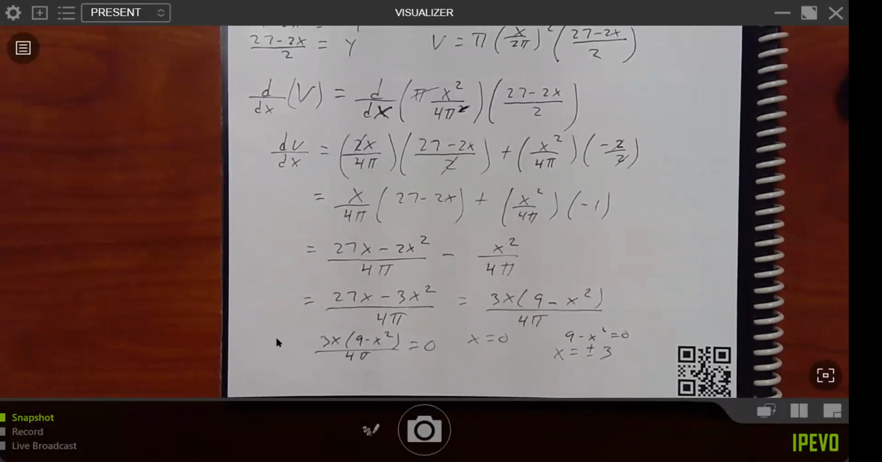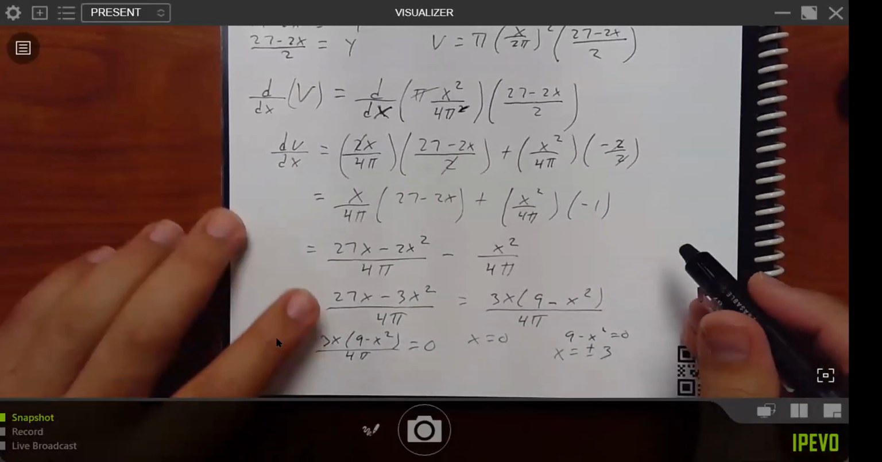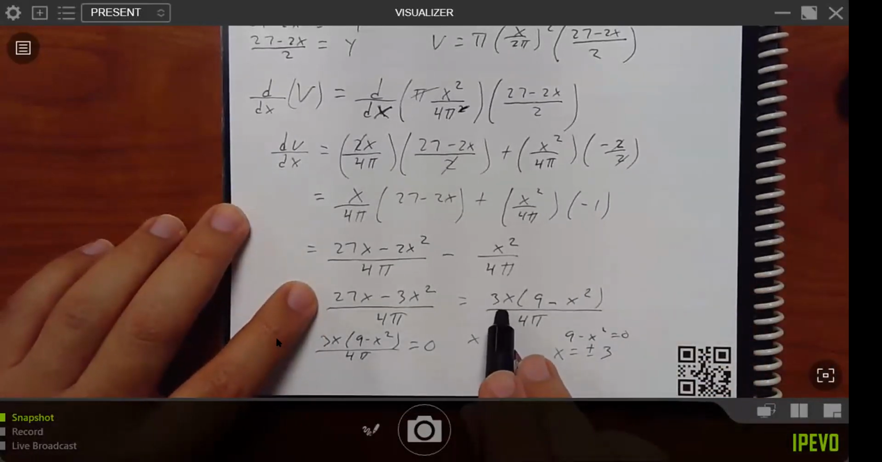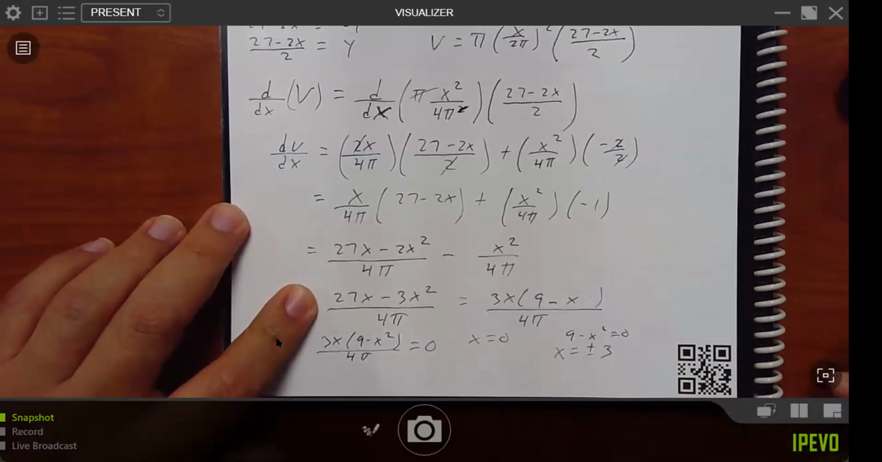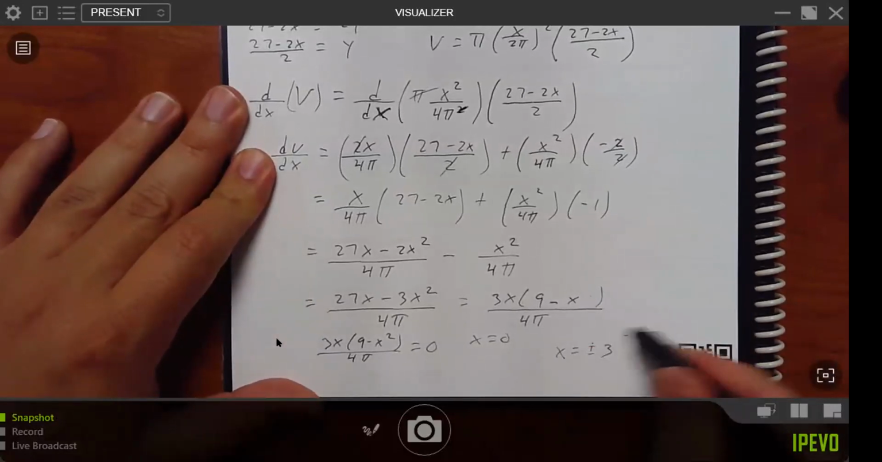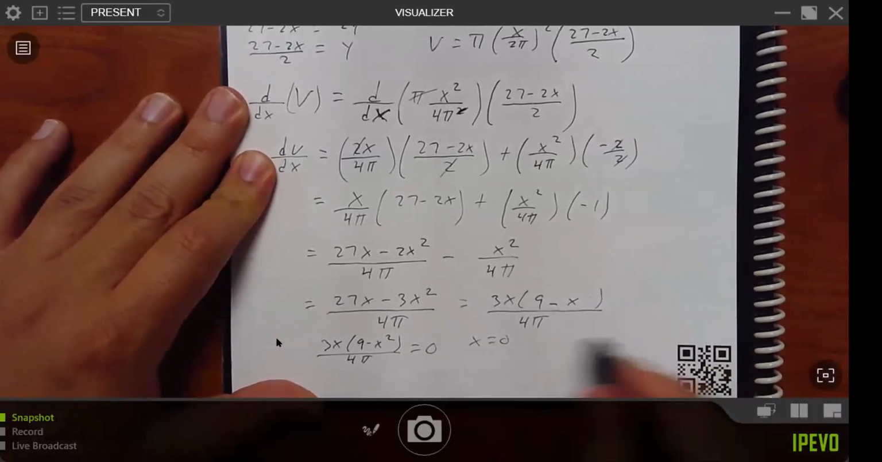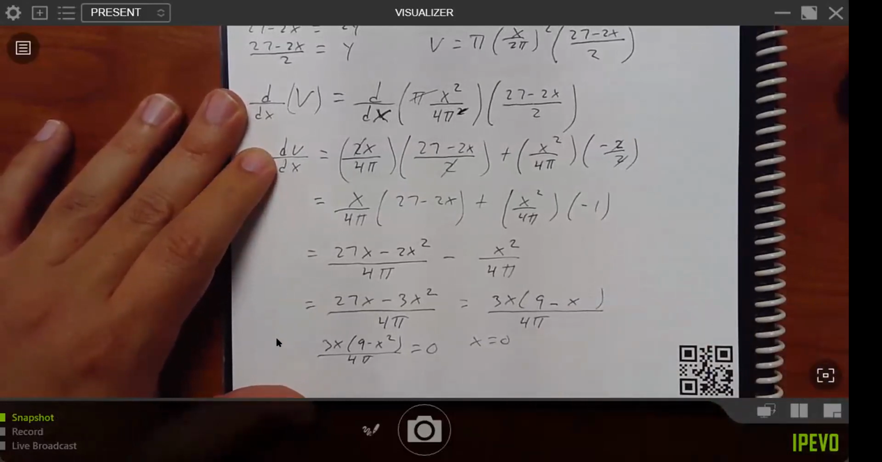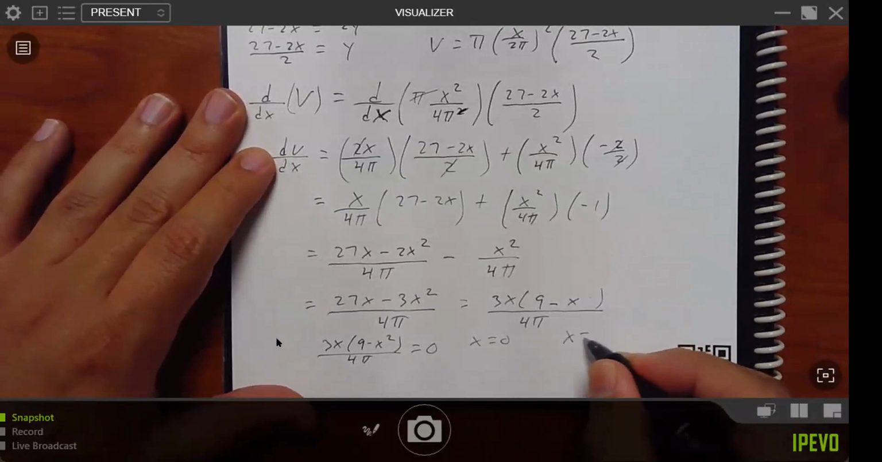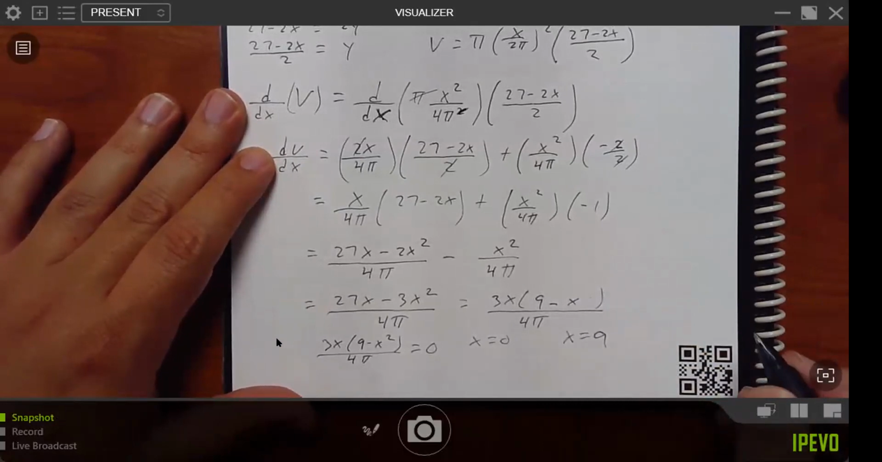Oh, shoot. Mistake right here. I factored x, right? This should be 1. My bad. Good thing I was checking towards the end. x is 9. So this is the only one.